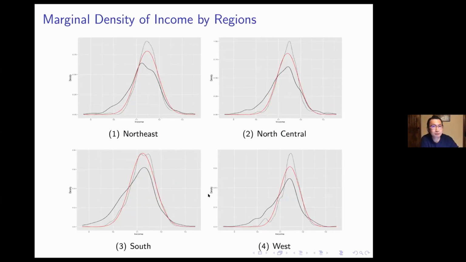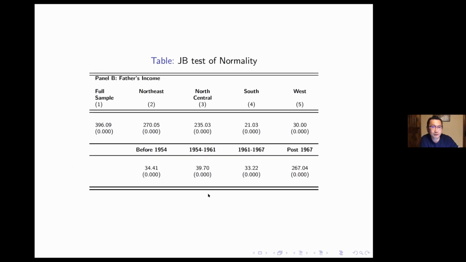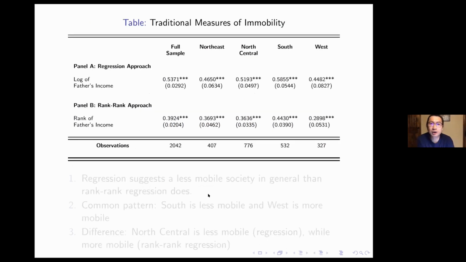So these are the densities for the different cohorts. We'll skip that. So these are the traditional measures of immobility, and I'm showing them here just to provide a benchmark.